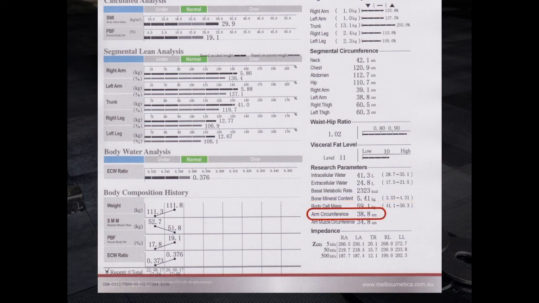So the arm circumference is the measurement around the bicep area of the arm, and the arm muscle circumference is the measurement around the muscle that is inside your arm. So the difference between these two numbers is how many centimetres of body fat that you have stored on your arm. Each subsequent scan that you have will be tracked in the body composition history section, and at a glance you'll be able to see how your previous scans compare to the one you just had done.